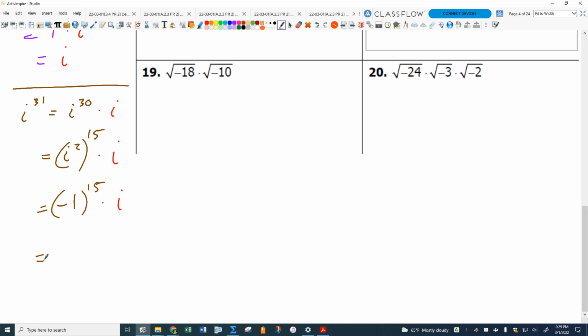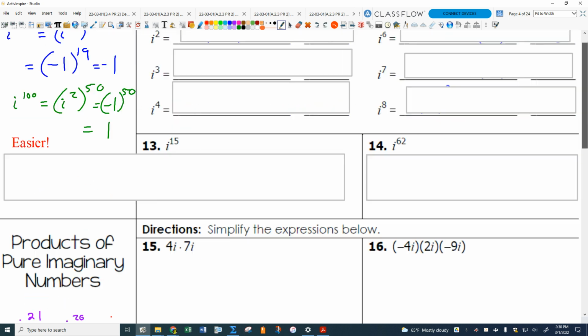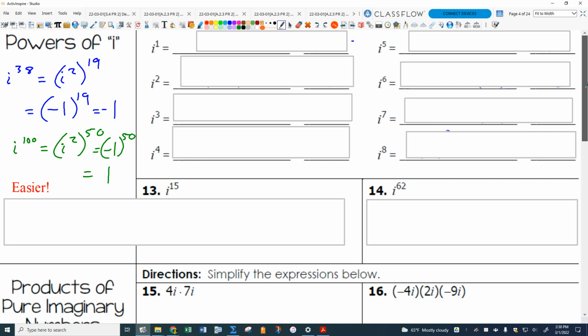So what's negative 1 to an odd power? Negative 1. So my answer is going to be negative i. Okay, we just went through all 4 possibilities. There's only 4 different outcomes you could get if I take i to a power. What were those? If I took i to an even power, I either got negative 1 or 1.